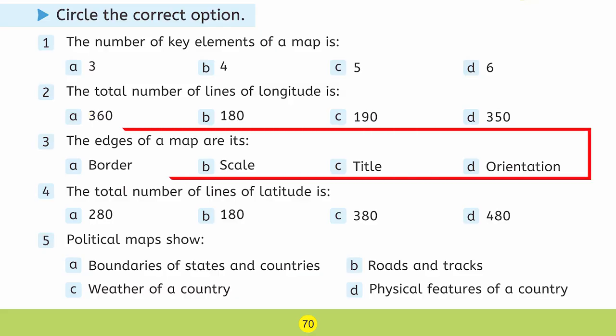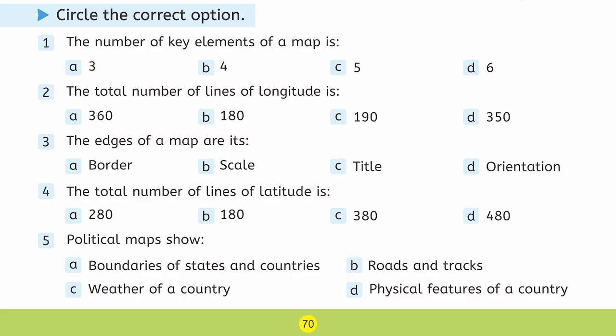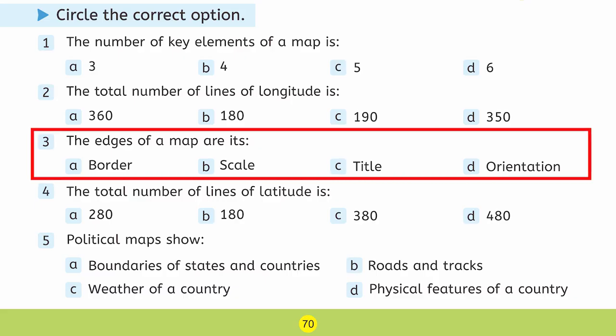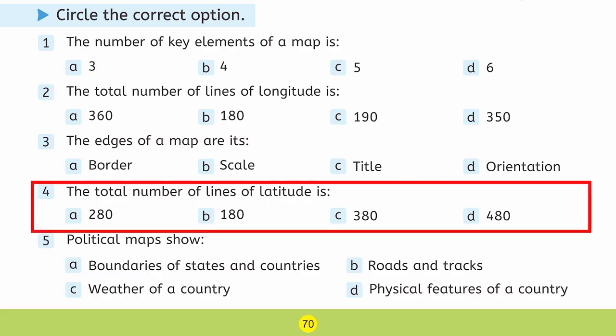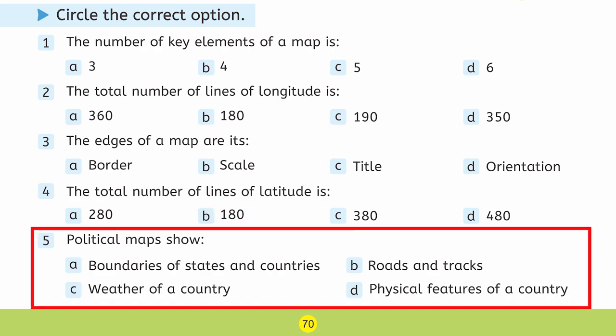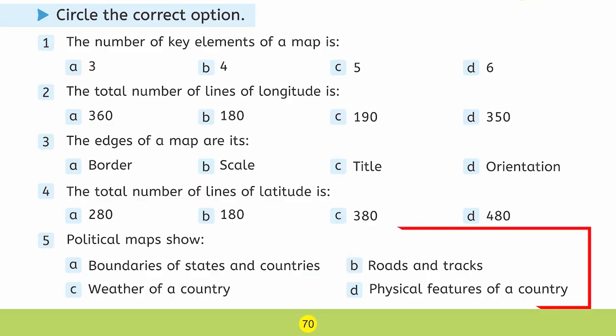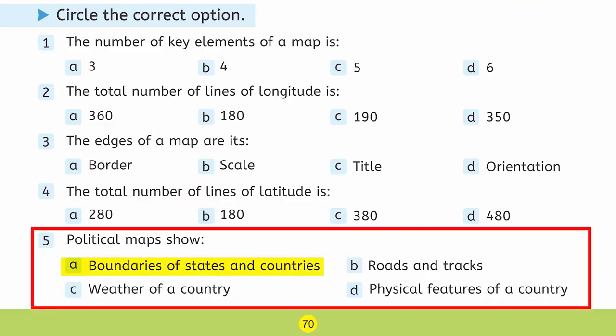Next: the edges of a map are its: option A border, option B scale, option C title, option D orientation. The correct option is option A, border. The total number of lines of latitude is: option A 280, option B 180, option C 380, option D 480. The correct option is option B, 180. Political maps show: option A boundaries of states and countries, option B roads and tracks, option C weather of a country, option D physical features of a country. So the correct option is option A, boundaries of states and countries.